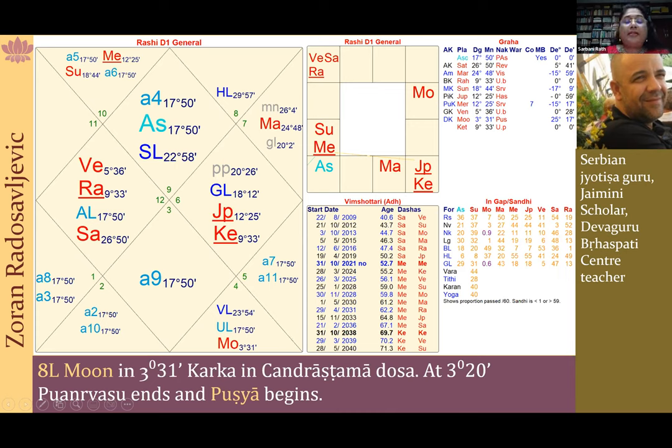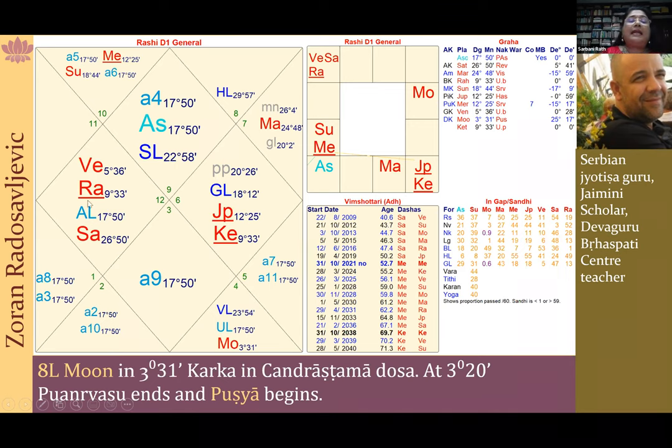So at 3 degrees 31 minutes Karka, what happens is at 3 degrees 20 minutes Punarvasu ends and Pushya starts, and so he was born within the first few minutes of Pushya. Now here, the lord of Pushya is Saturn. I did not look at the lord of all the stars, but you can do that. Here you can see that the lord of the Nakshatra is Saturn. We should also take a look at the lord of the Nakshatra.